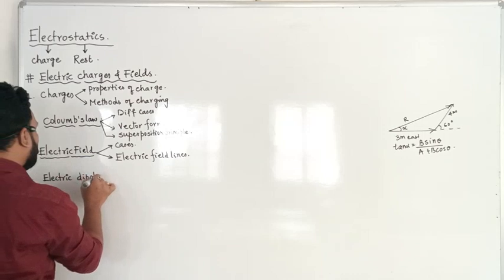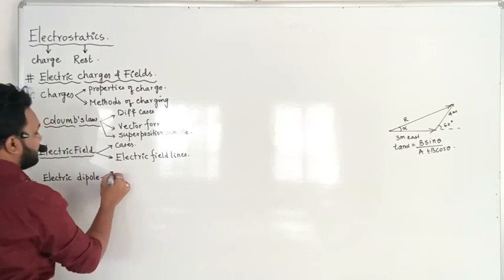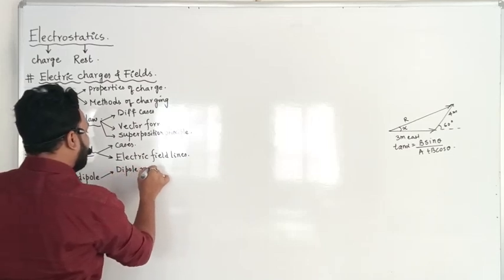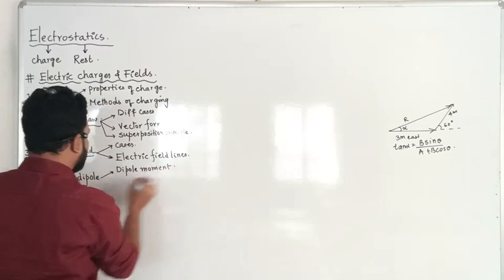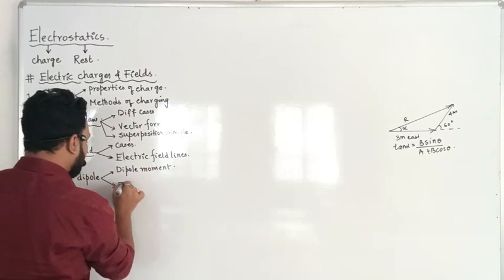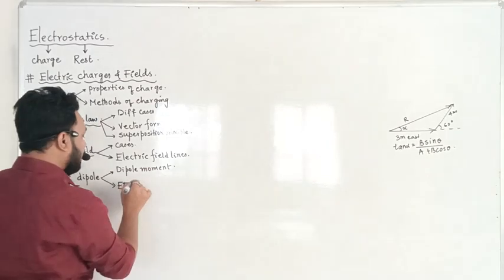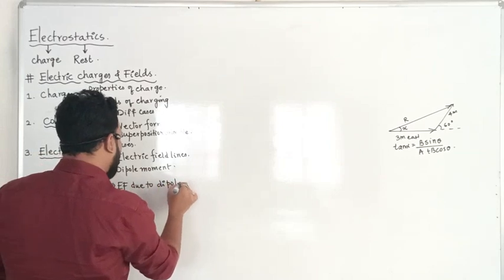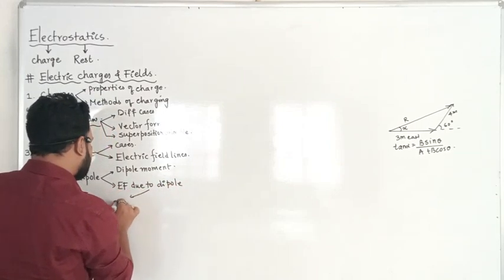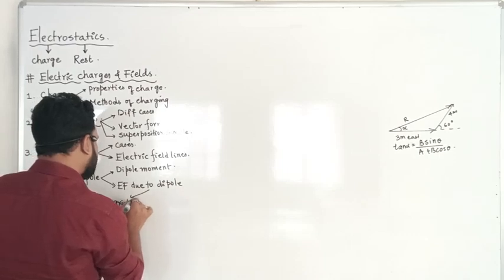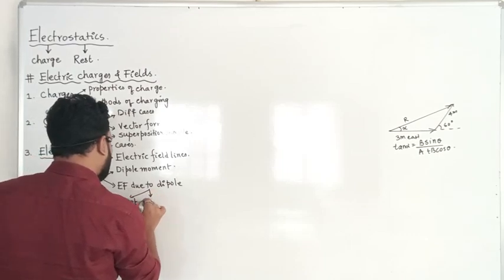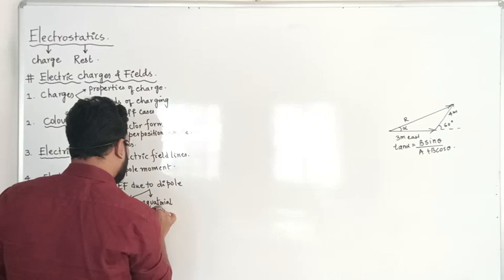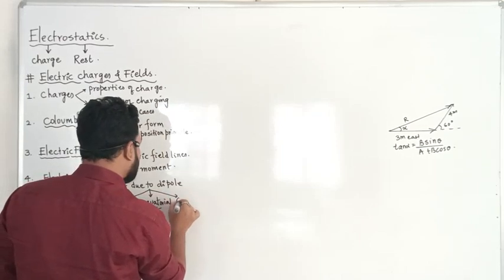In the electric dipole, we will see what we mean by dipole moment. Then we will see the electric field, EF meaning electric field, due to a dipole at an axial point and an equatorial point, and the third one is a general point.